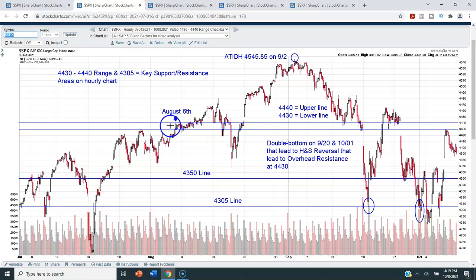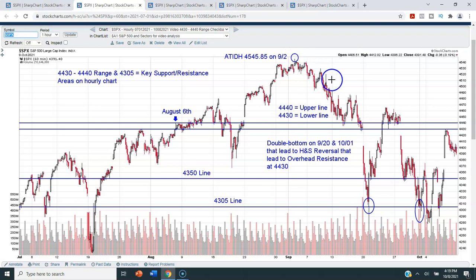We went sideways for a few days there and got trapped between the 44.40 and 44.30 levels, and then pulled back and then finally got a nice run. And that took us to what is right now the all-time intraday high on the S&P 500, which happened on September 2nd at 4545.85, and that's right here.